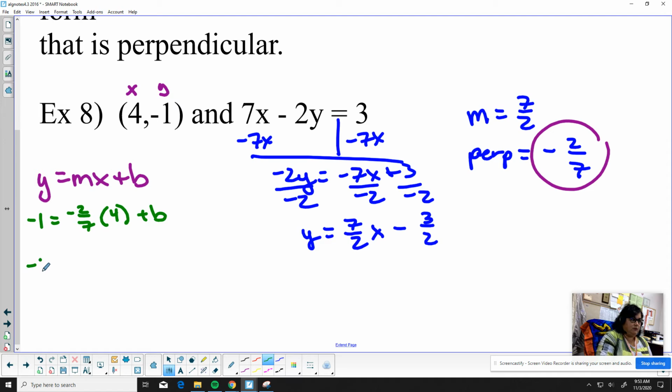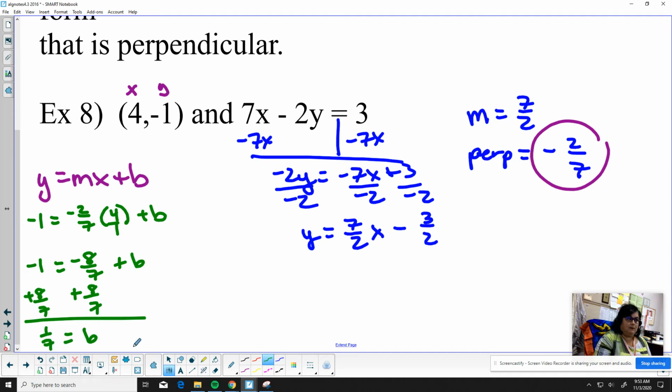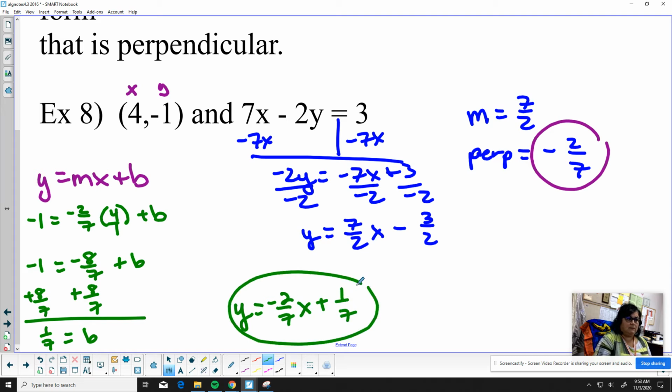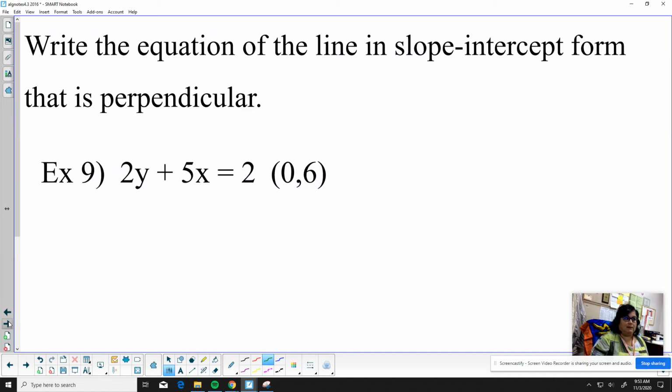This is a major fraction problem here. So that's -8/7. Okay, and you could put that into Desmos or you could multiply straight across. And then I add 8/7 to both sides, which gives me 1/7 for B. So my final answer is y equals -2/7 x plus 1/7. Okay, kind of a hard one. Came out swinging a little.